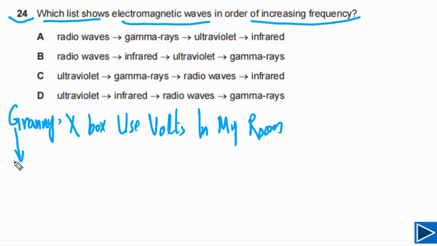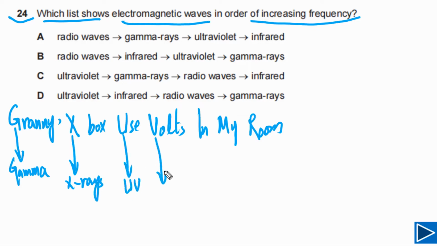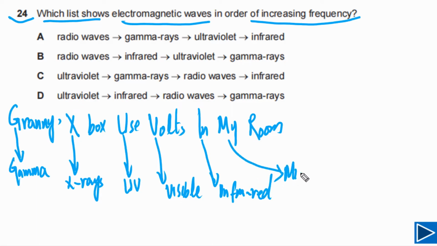G here for gamma radiations, or you can say for gamma waves. X here for X-rays. U here for UV means ultraviolet. V here for visible light. I here for infrared. So I for infrared, and M for microwaves. So M is for microwaves, and R for radio waves.